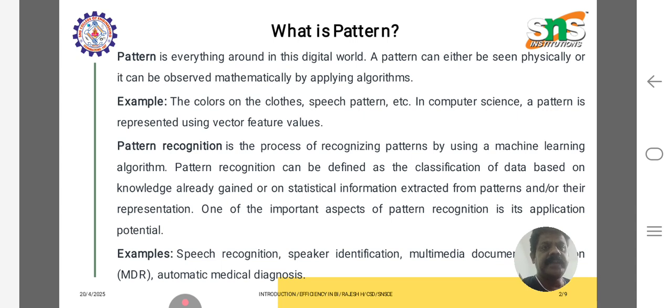In computer science, a pattern is represented using vector feature values. Pattern recognition is the process of recognizing patterns by using a machine learning algorithm. Pattern recognition can be defined as the classification of data based on knowledge already gained or on statistical information extracted from patterns or their representation. One of the important aspects of pattern recognition is its application potential. Examples: speech recognition, speaker identification, multimedia document recognition, automatic medical diagnosis.